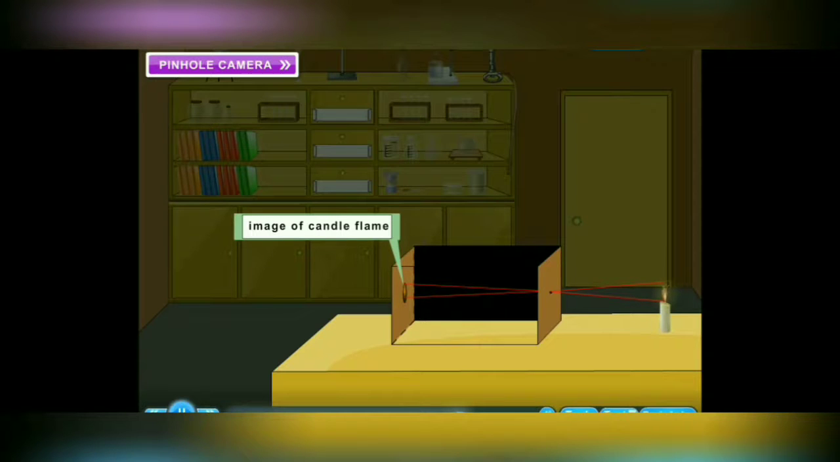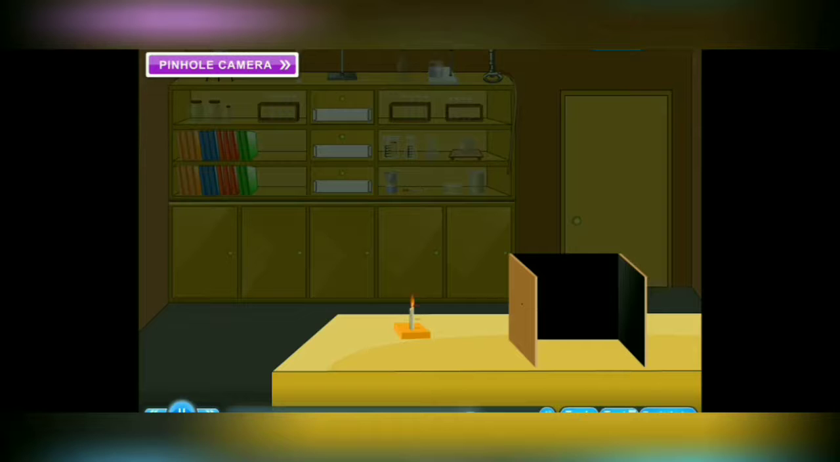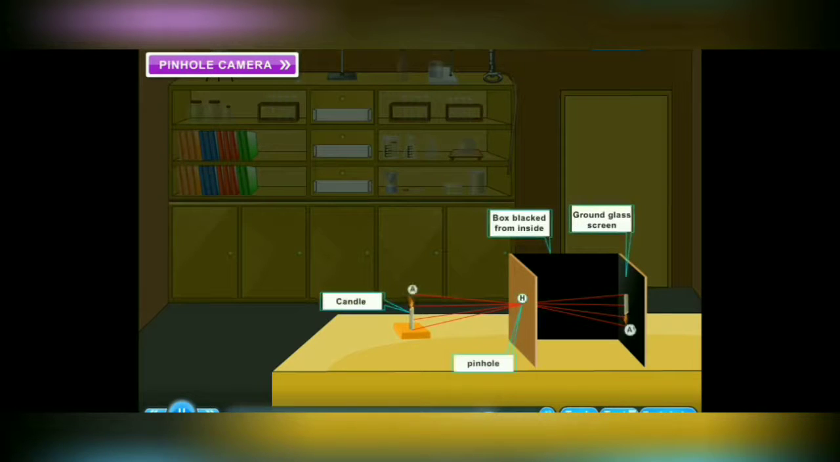This is because light travels in a straight line. A light ray from the top of the candle flame A falls on the screen at A dash. After passing through the pinhole H, a ray from the bottom B falls at B dash. Similarly, rays of light from each point on the candle flame fall on the screen after passing through the pinhole. Together, these rays of light make up the image B dash A dash.